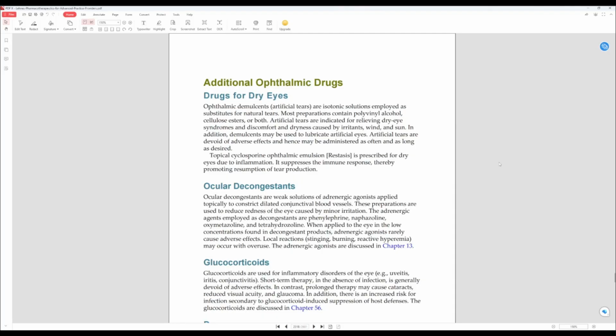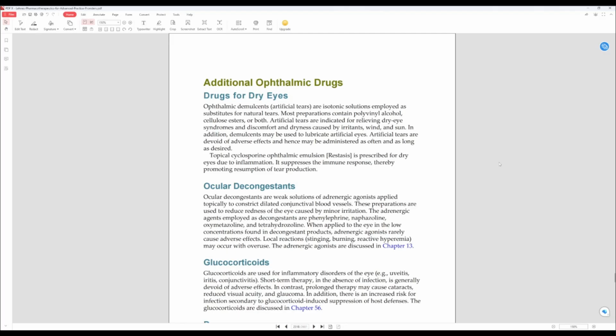So, additional ophthalmic drugs, for instance, drugs for dry eyes. Ophthalmic demulcents, also known as artificial tears, are isotonic solutions employed as substitutes for natural tears. Most preparations contain a polyvinyl alcohol, cellulose esters, or both. Artificial tears are indicated for relieving dry eye syndromes and discomfort and dryness caused by irritants, wind, and sun. In addition, demulcents may be used to lubricate artificial eyes. Artificial tears are devoid of adverse effects and therefore may be administered as often and as long as desired.